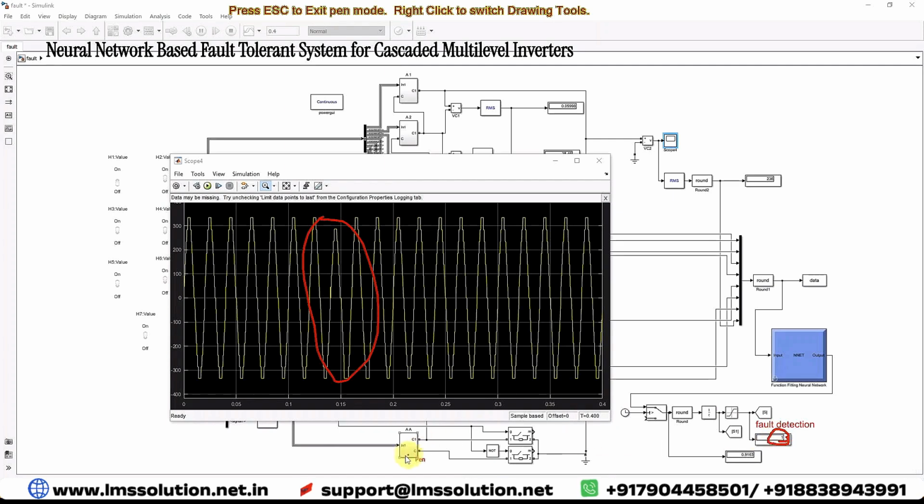Because of that, the auxiliary inverter is connected to the system. Now you can see here we are getting the 15-level output only. We are getting the 15-level output without changing the waveform structure. The load continuously gets the rated voltage. The fault-tolerant system works fine for the fault in the H-bridge.